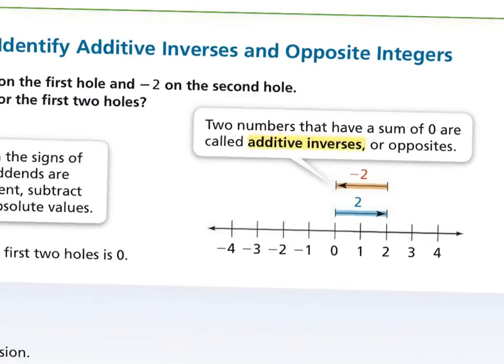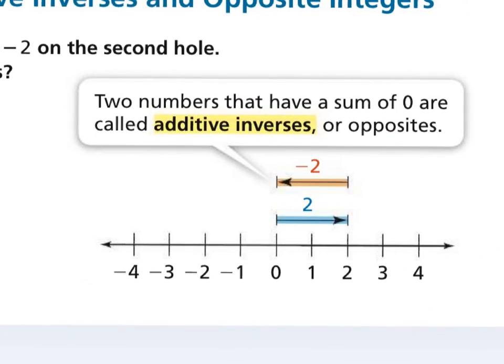And again, the book talks about over here, if they have a sum of 0, they're called additive inverses or opposites. I like the term opposites better, but additive inverses means the same thing. So if you see that, just understand that's another synonym for opposites.